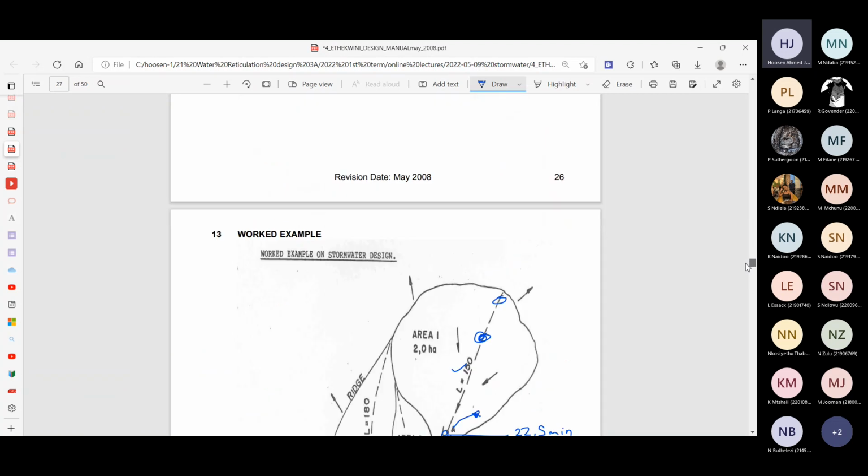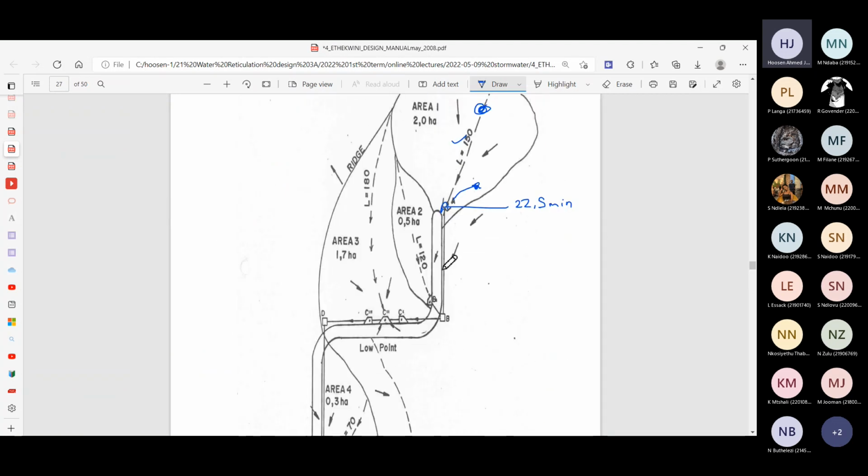So we've done the pipeline from A to B. In Wednesday's lecture, we'll then design the pipeline B to C2. And to do that, we then have area 2. We'll have to determine the flow from area 2. And then there's a pipeline from B1 to B also that flows into that catchment. So we'll have to look at that particular pipe and the flow for that. And then we look at from B to C2 like that.